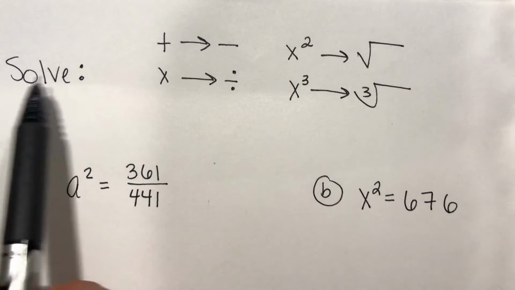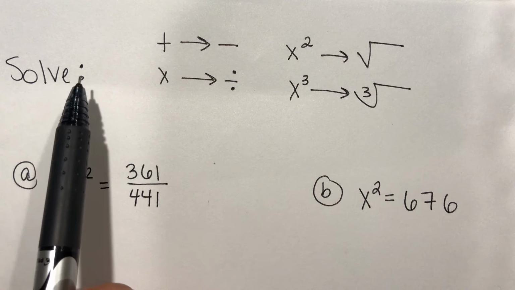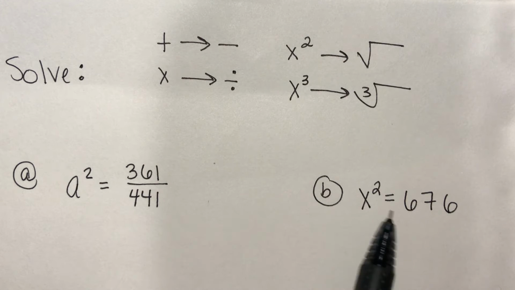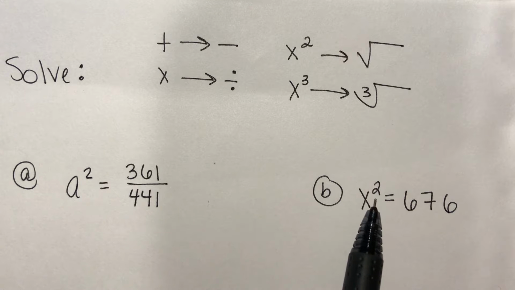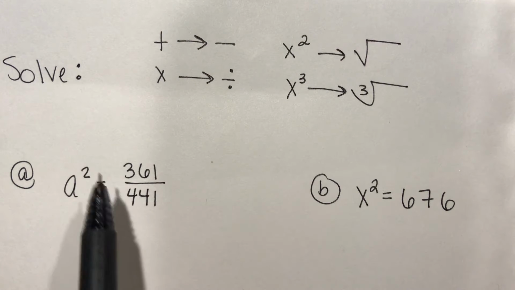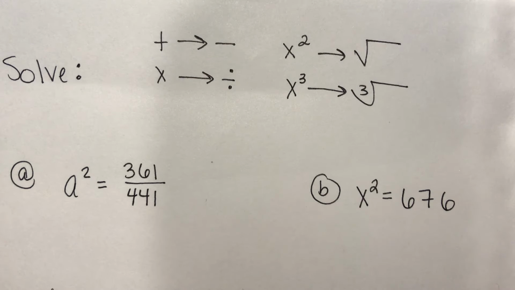Remember in class when I told you that you are going to be solving equations? Now notice how they all have equal signs. If there's an equal sign, that means you have to solve them. You solve equations by doing the opposite operation to what is happening to my variable.